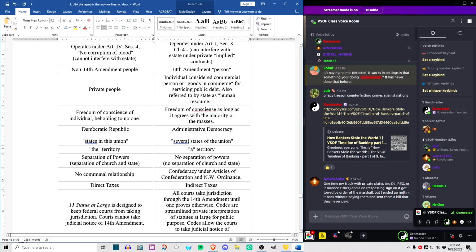Over here, you have a democratic republic. I would say a constitutional republic would be a better way to say that, but okay, fine. You have a constitutional republic on this side, states in the Union. This side, you have an administrative democracy. Several states of the Union are also the conquered territories.